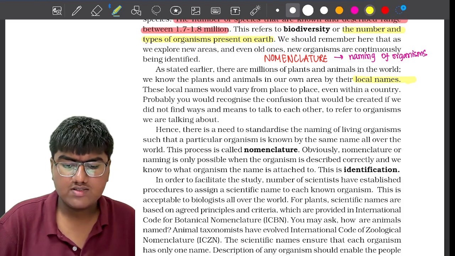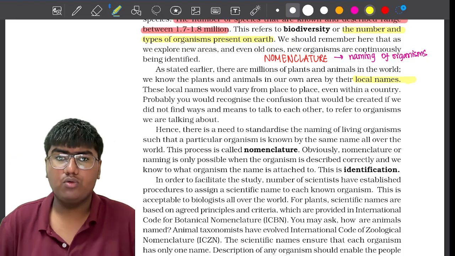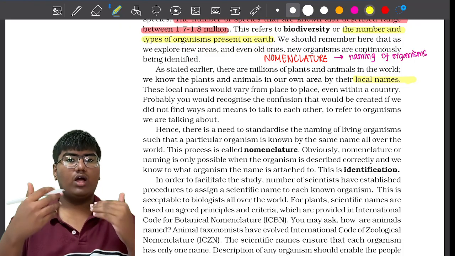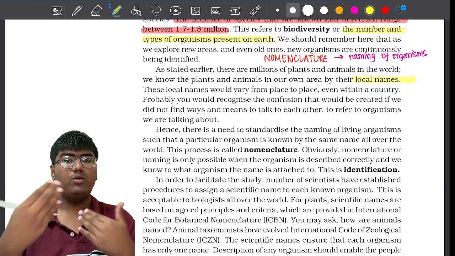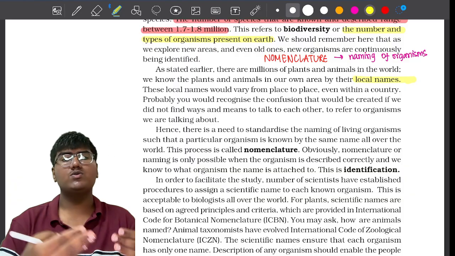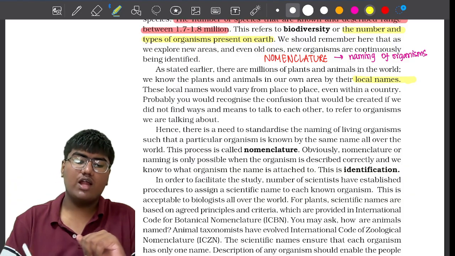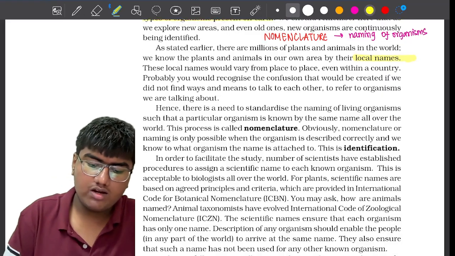Probably you would recognize the confusion that would be created if we did not find ways and means to talk to each other. Yes, if I and you would be referring to the same animal, but we would be naming it in our local languages, it would make it very difficult for us to identify the animal itself. So that needs a standardized method for naming it. So that we'll see now.